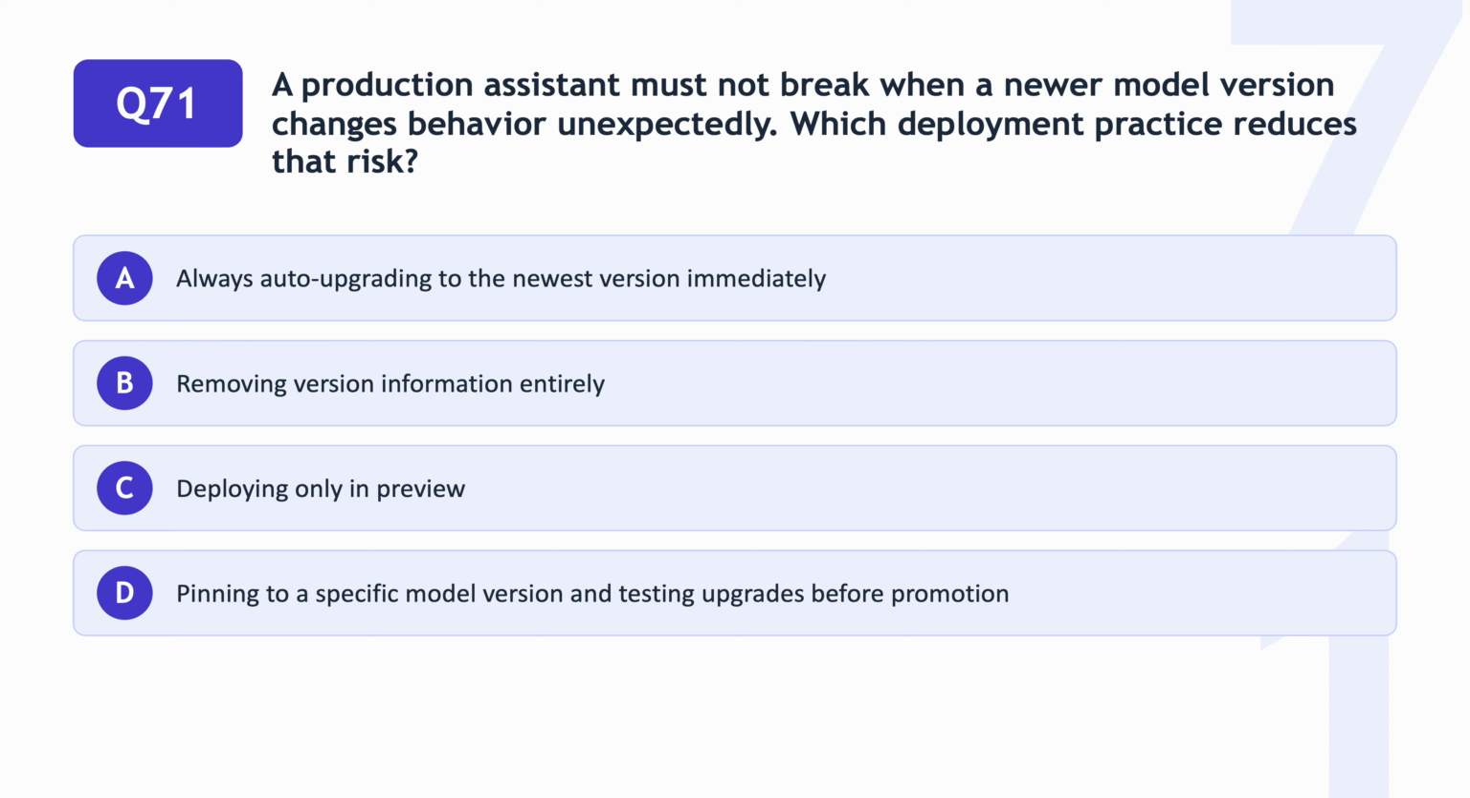Question 71. A production assistant must not break when a newer model version changes behavior unexpectedly. Which deployment practice reduces that risk? A. Always auto-upgrading to the newest version immediately. B. Removing version information entirely. C. Deploying only in preview. D. Pinning to a specific model version and testing upgrades before promotion.